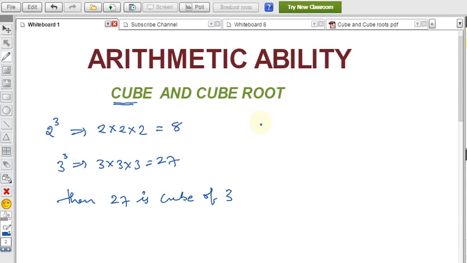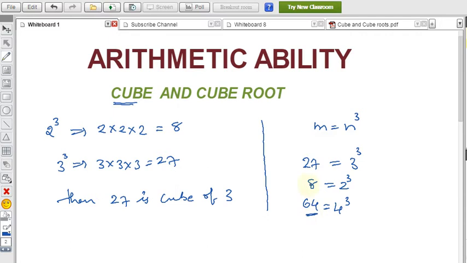Perfect cubes also we have. So a natural number is said to be a perfect cube if it is a cube of some natural number. Obviously, for example, m is equal to n power 3, then that m is the perfect cube. Now 27 is a perfect cube because you can write 3 power 3. Now 8 is a perfect cube, I can write as 2 power 3. 64 is 4 power 3. So 64 is a perfect cube. So these are all the perfect cubes.